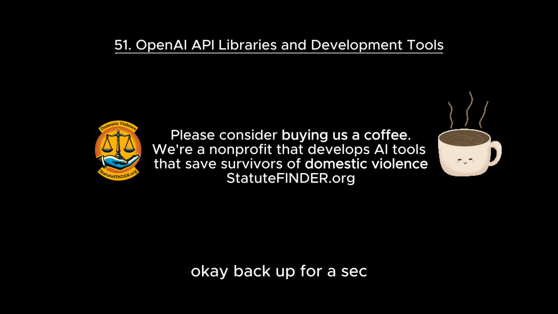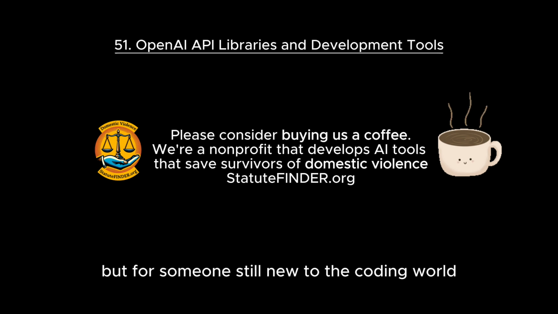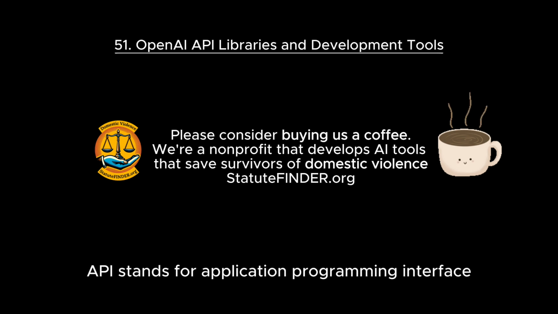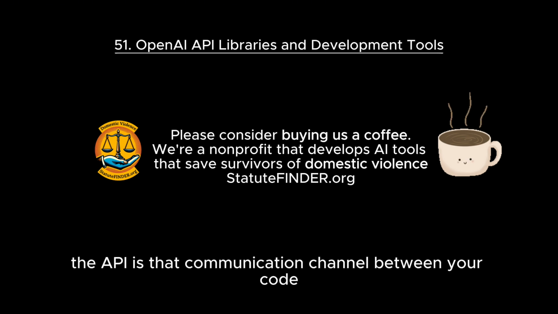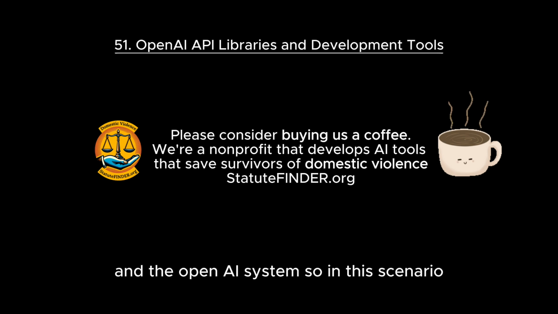Okay, back up for a sec. I know API is a common tech term, but for someone still new to the coding world, could you break it down? Sure, API stands for Application Programming Interface. Think of it like a waiter at a restaurant. You give the waiter your order, they communicate that to the kitchen, and then bring you back your food. The API is that communication channel between your code and the OpenAI system.